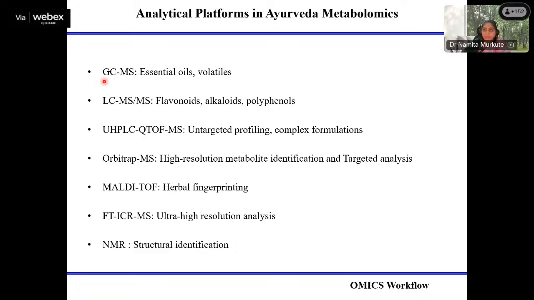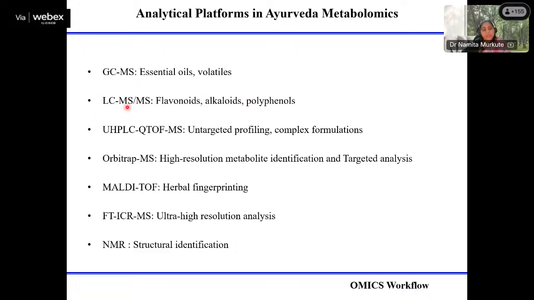For example, Nilgiri leaves. Most of the metabolites present in the Nilgiri leaf, when you extract them, are oily in nature. So if you take that for identification in LC-MS/MS, you will not get good identification, or you will not get 100% identification. For that you are going to use only gas chromatography. Gas chromatography will give you 100% identification, with 100% sensitivity and specificity.